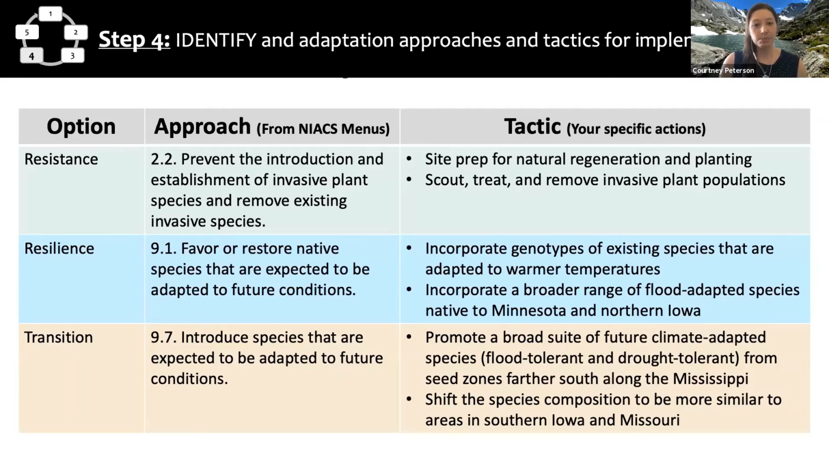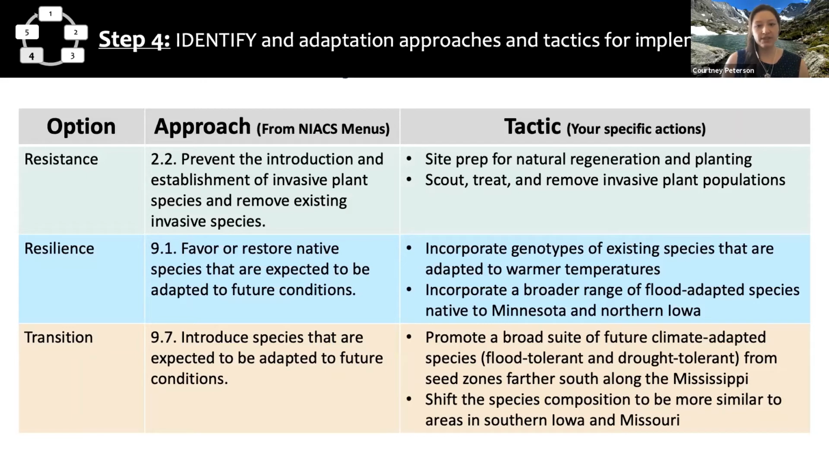Their specific actions to address that, from the NIACS adaptation approach menus, were to do some site prep for natural regeneration and then do some planting, and to scout, treat, and remove the invasive plant populations found on site. For resilience, which is allowing that bouncing back from disturbances, they chose the adaptation approach of favor or restore native species that are expected to be adapted to future conditions.